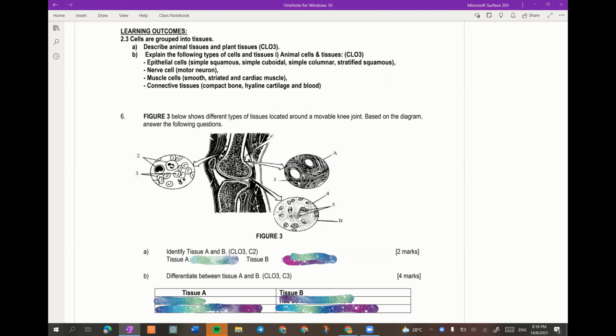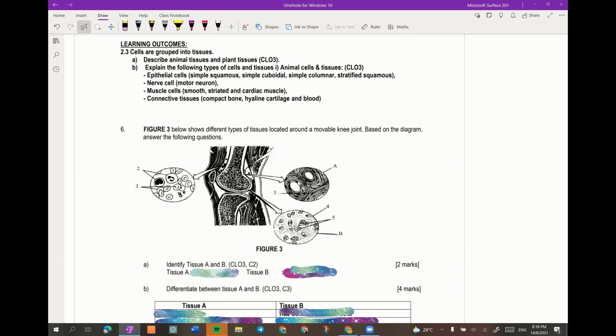And today kita nak tengok pasal tutorial tentang animal tissue. So animal tissue kita ada 4, which is epithelial tissue, which dekat bahagian surface, and then kita ada nerve tissue, dan kita juga ada muscle tissue and connective tissue.